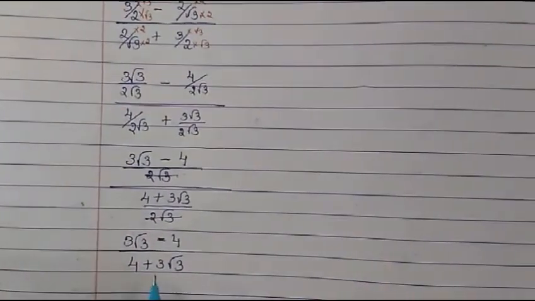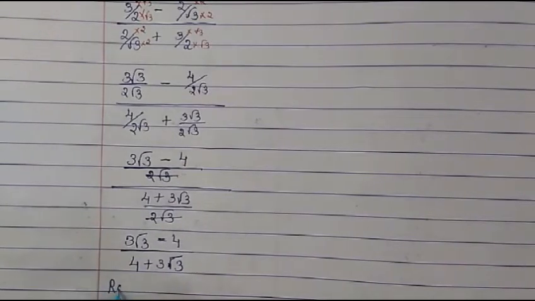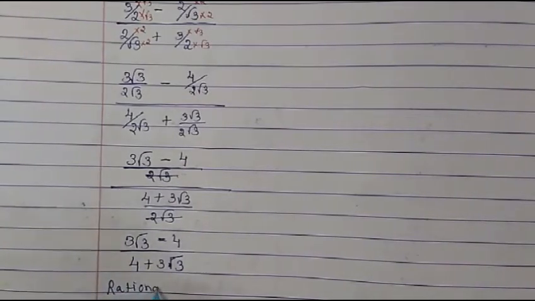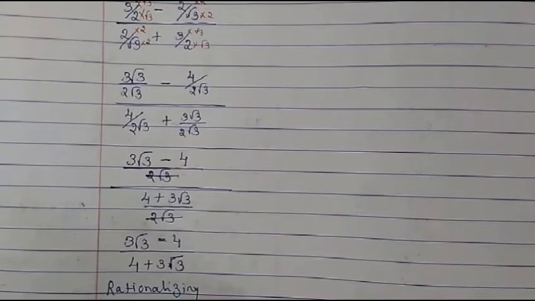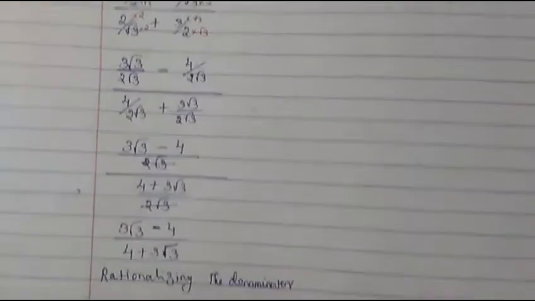Now what we have to do, in the denominator we have a root here, so we have to remove this root from the denominator. So we have to do the rationalization. Okay, rationalizing the denominator. Okay, so rationalization, how do we do it?